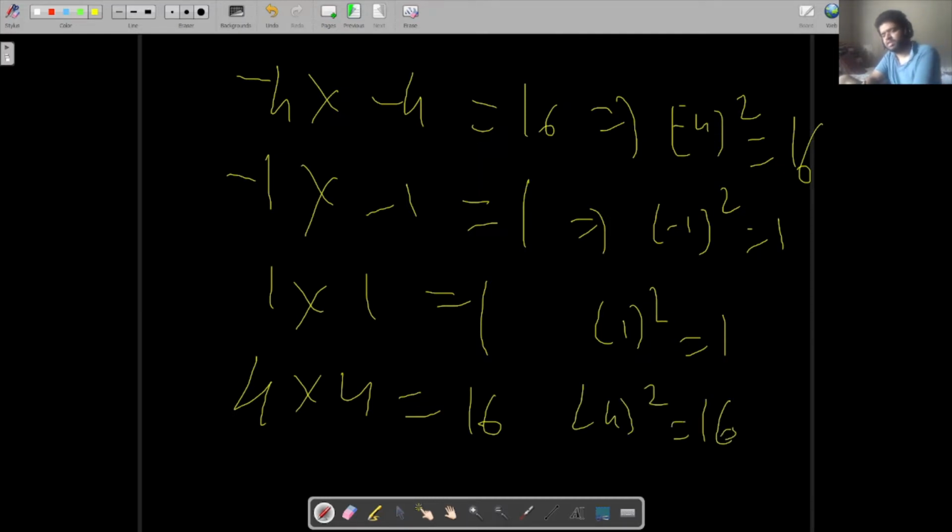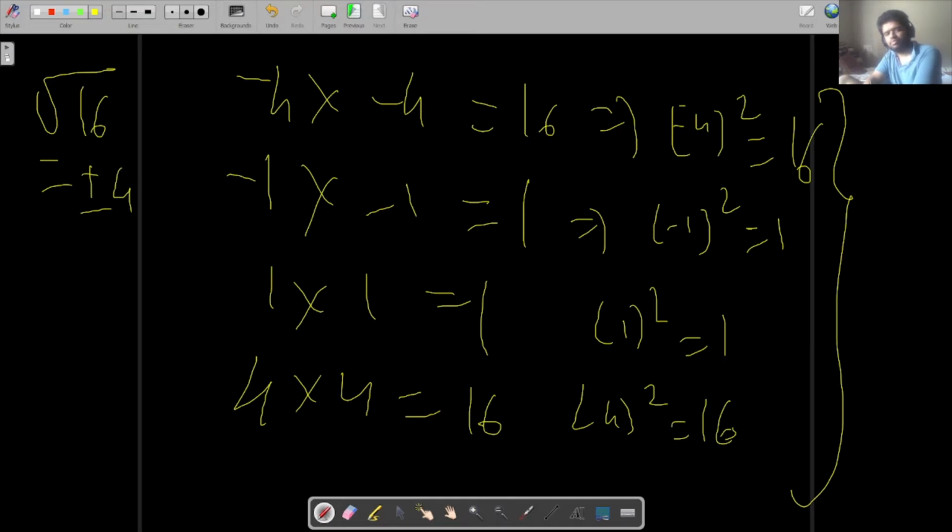Then the problem is that when I take the square root on both the sides, what will happen? Eventually, you are going to get root 16 equal to plus minus 4, right? Because this is also plus 16, and plus 16 will have two roots, either plus 4 or minus 4. Similarly, the square root of 1 will be equal to either minus 1 or plus 1.